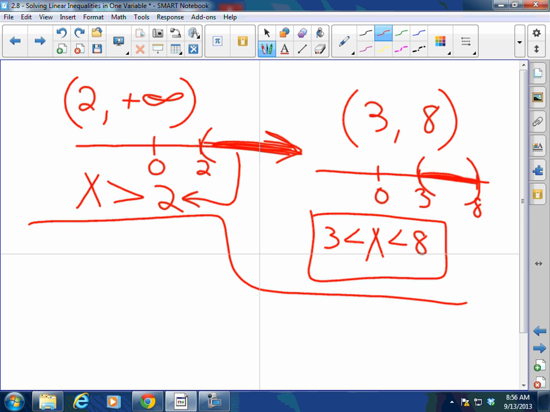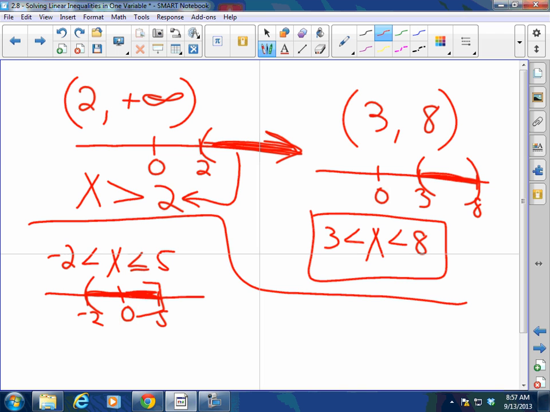Let's say I had X is greater than negative 2, but less than or equal to 5. Graph it, graph it, graph it before you turn it into interval notation. It's going to make your life easy. Here's my 0, here's my negative 2, here's my 5. Parentheses on the 2 because it's greater than. I'm going that way, greater than. Oh, wait a second, I got to stop with a bracket at 5 because it's less than or equal to 5.